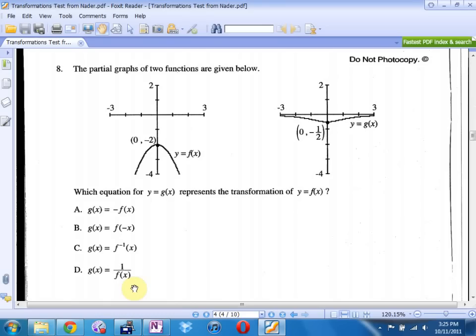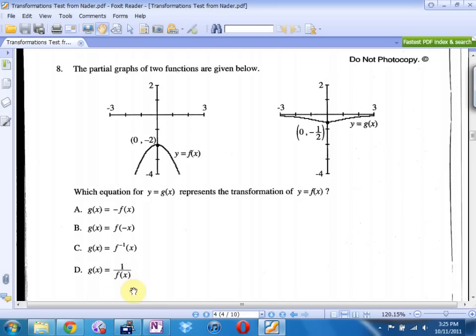So, do you notice that the negative 2 became a negative a half? That suggested to me that it was reciprocal. Okay? Getting further from zero, getting closer to zero. I think this is reciprocal. I think g is the reciprocal of the original graph. The answer is D. Is that okay?